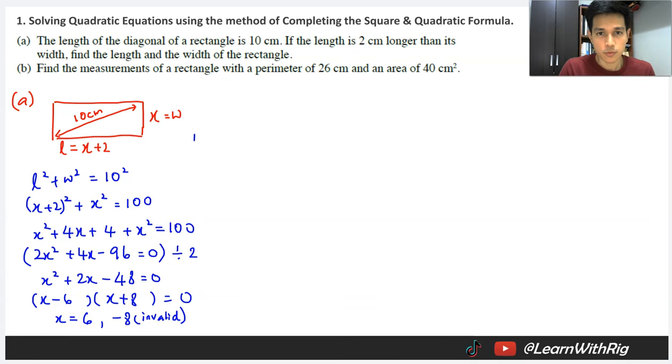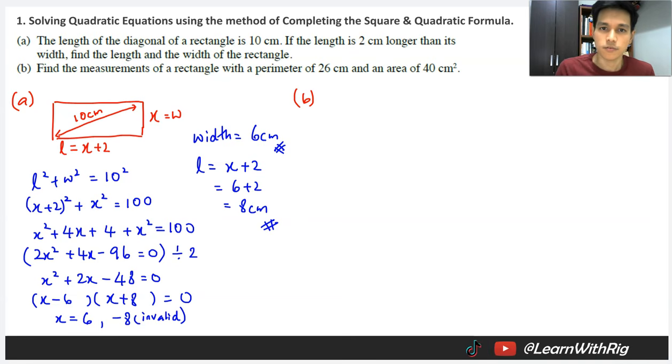So they want you to find width. Width is equal to the x value, which is 6 cm. And then length is equal to x plus 2. So x is what? 6 plus 2. Answer is 8 cm. Alright, so this is how you solve. Question B.